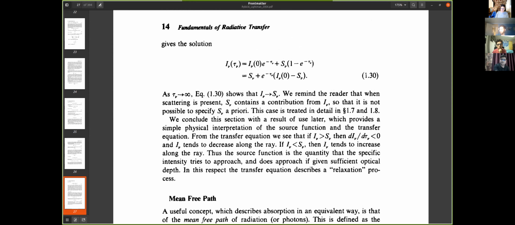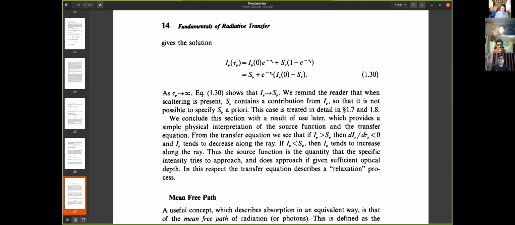Thus, the source function is the quantity that the specific intensity tries to approach, and does approach if given a sufficient optical depth or physical depth. In this respect, the transfer equation just describes the relaxation process. So I will end.